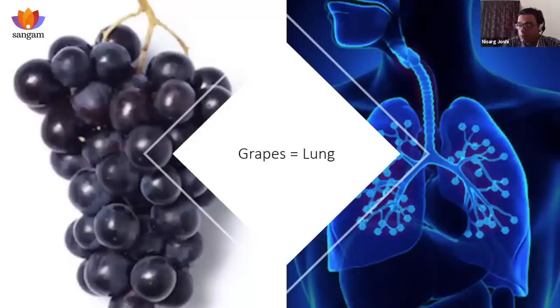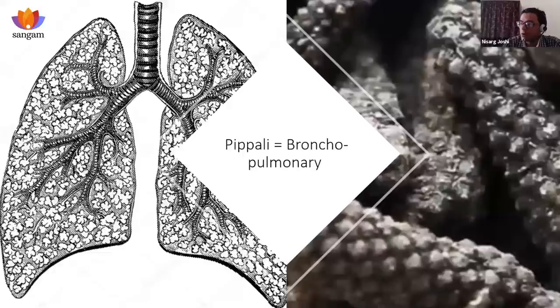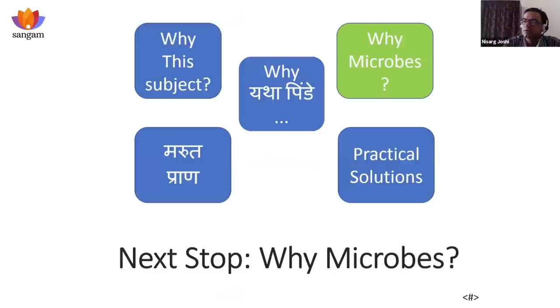Grapes are good for lungs. And whatever examples I am giving, you will find research related to it. It is not something that I have imagined, or that Acharya P.V. Sharma has given from some imagination. It is a proven fact in the Ayurveda world. Atibala flowers are like kidneys and they are used for kidney problems. Pippali is used for bronchopulmonary issues. So this is how we establish the concept of Yatha Pinde Tatha Brahmande.